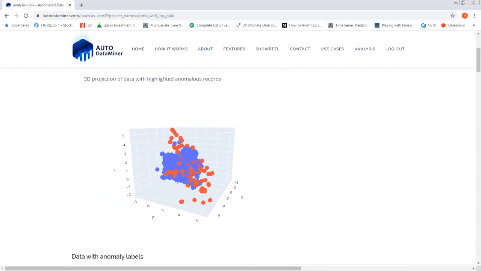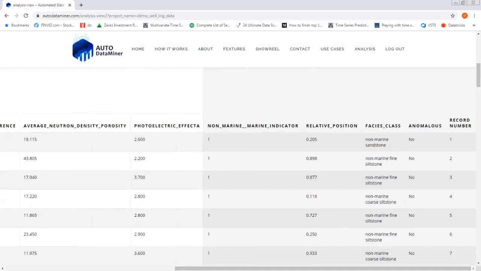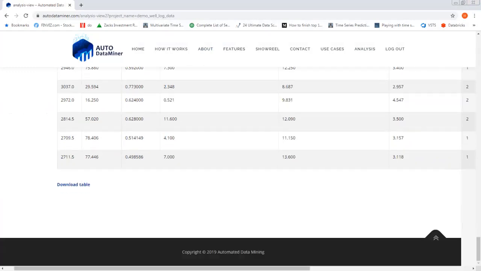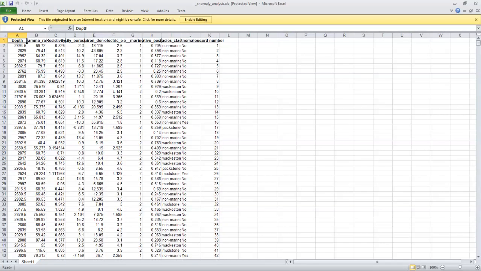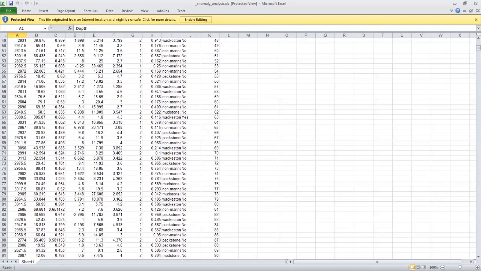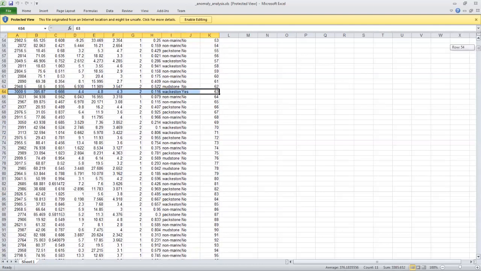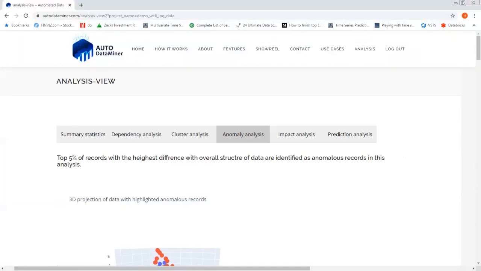You can then go to your data. For example, here I have the data. If I go to record number 63, I can see why this record is anomalous. Again, you can download the table, open it, and go to record number 63. This is an anomalous record. I don't know why; you can take a look into it if you're an expert in this area and see what's going on here.